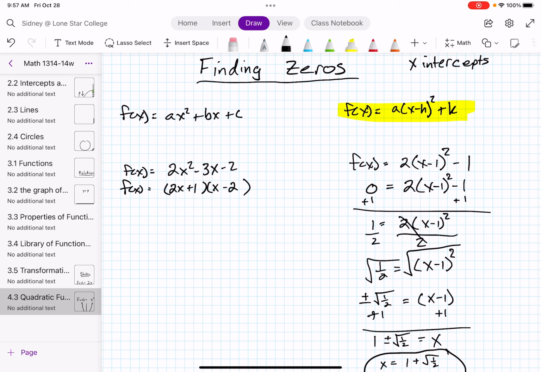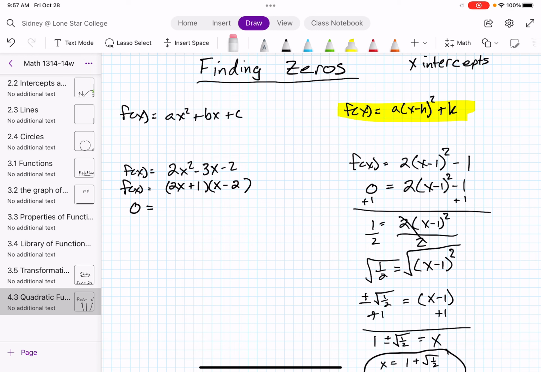Let me double check, and do it the old-fashioned way. Being that I have 2x squared right here, one of those has got to be 2x, and one of those has got to be x. And let's see here, one of these has got to be minus 2, and one of these has got to be plus 1. Yeah, I think that's right. 2x plus 1 times x minus 2. That checks out. Now, finding the zeros simply means setting equal to 0, finding the x-intercepts.